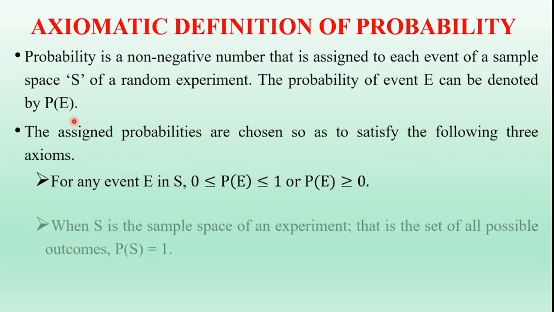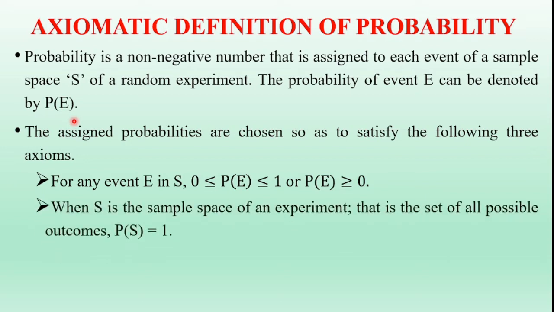The second axiomatic condition is, when the sample space capital S is the set of all possible outcomes of an experiment, P(S) is equal to 1.